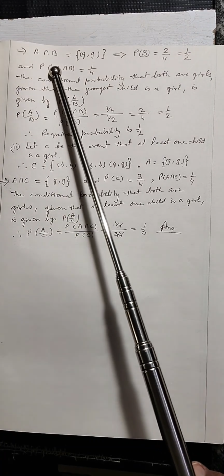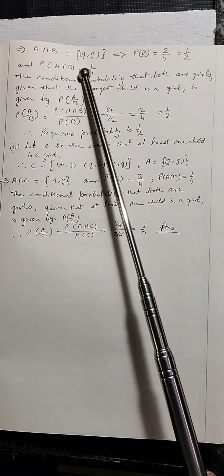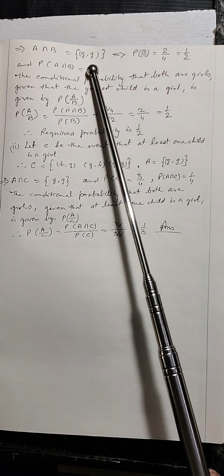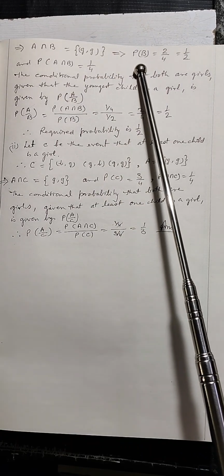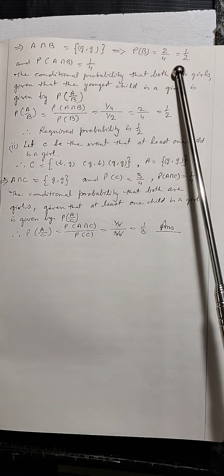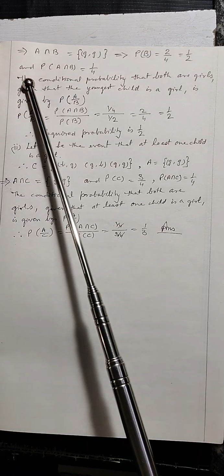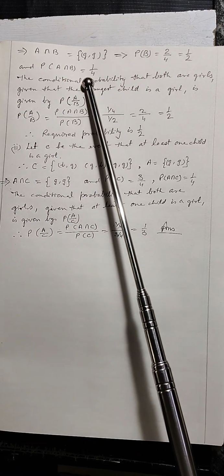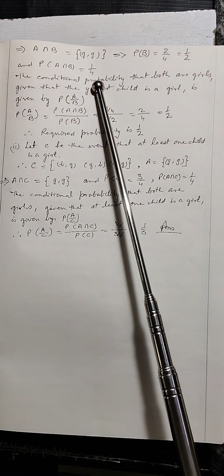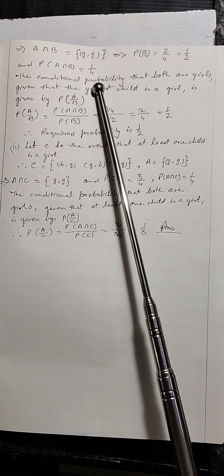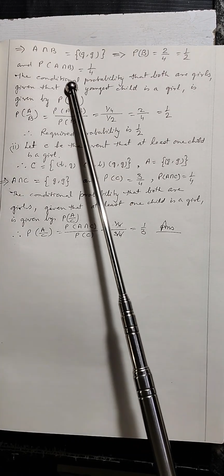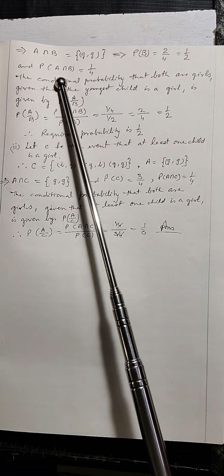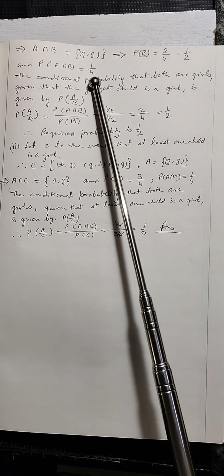See, A intersection B will be girl girl, G G. This implies that the probability of B is equal to 2 by 4, and it will be equal to 1 by 2. And the probability of A intersection B will be equal to 1 by 4.